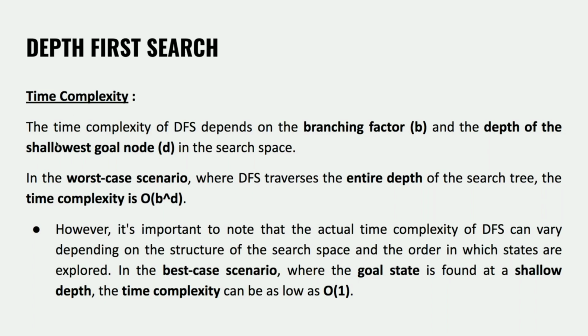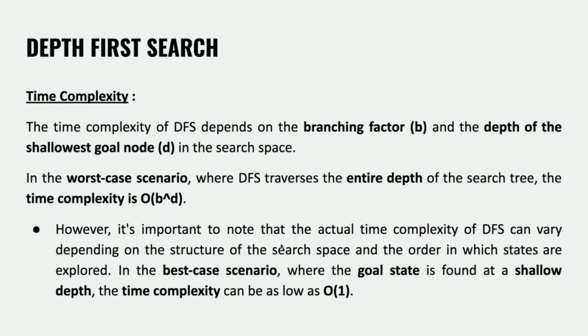Time complexity. The time complexity of DFS depends on the branching factor B and the depth of the shallowest goal node, that is D, in the search space. In the worst case scenario, where DFS traverses the entire depth of the search tree, the time complexity is big O of B raised to D, that is, branching factor raised to depth of the shallowest goal node.